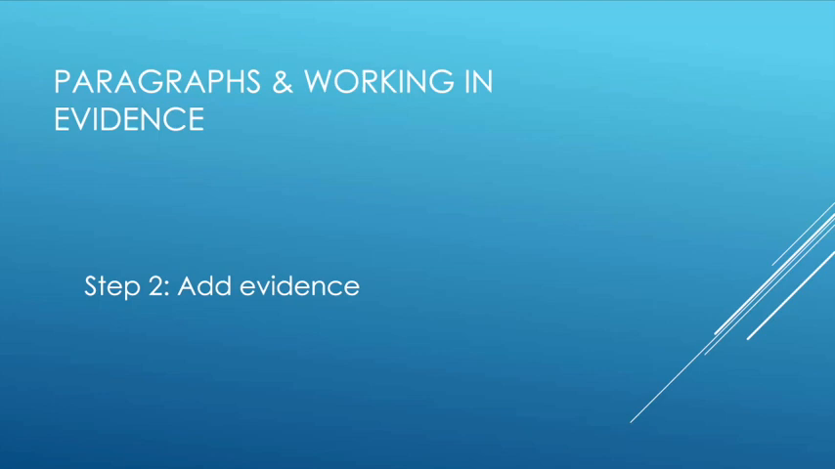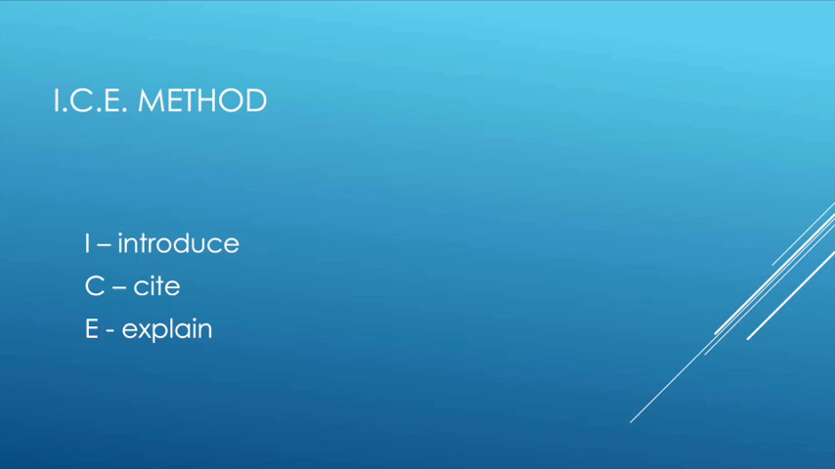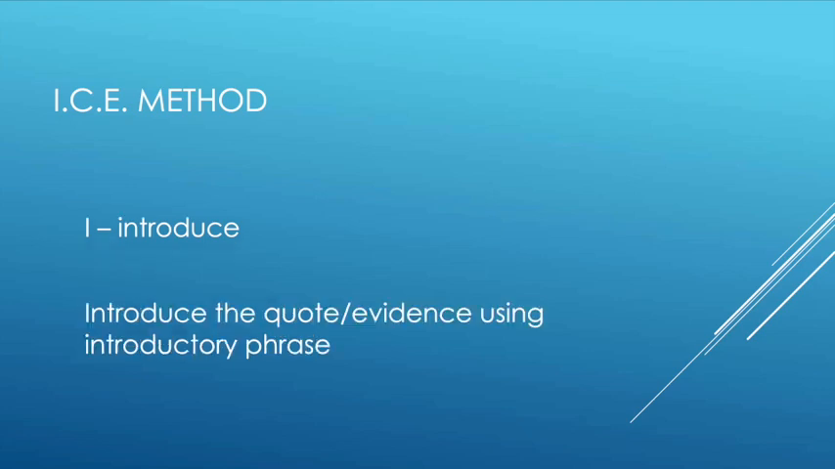Step 2, we want to add evidence. Now, this was a step that a lot of people mentioned that they really struggle with when it comes to writing essays. Well, we're going to try and work on it using what's called the ICE method. The ICE method is a really easy way to smoothly add evidence into any paragraph that we write. So the ICE method stands for I is introduce, C is cite, and E is explain. So let's go through and take a look at what it would look like.